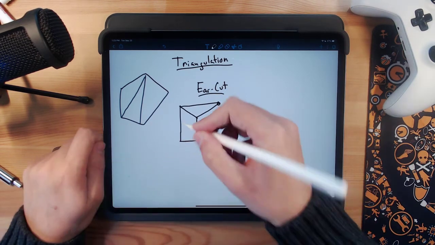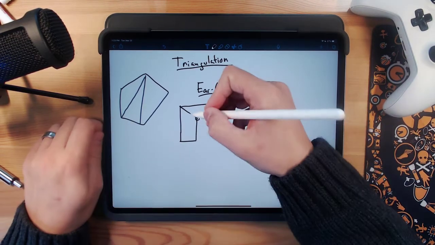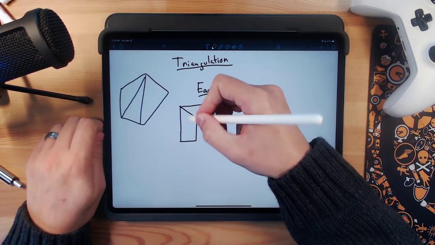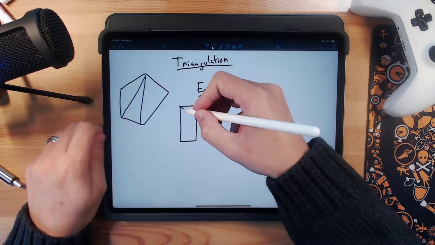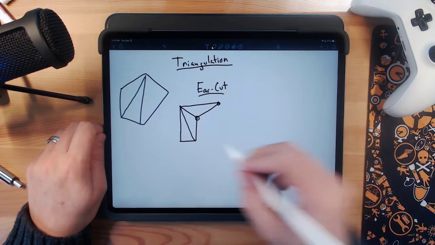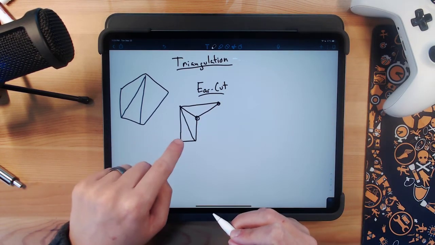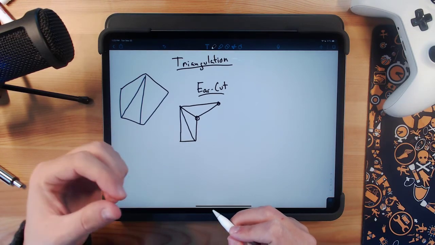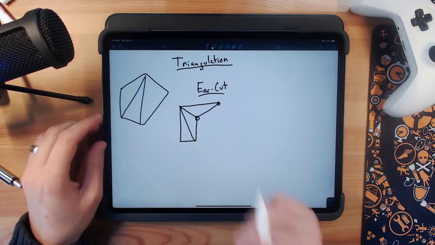Then it would explore the next vertex. Now we're going to explore this vertex. And it would ask, can this vertex and these 2 adjacent vertices be cut off into its own triangle? In this case, the answer is yes. And so now it cuts again. Now we end up with just 3 remaining vertices in the original polygon. So we've successfully done an ear cut algorithm on this and generated 3 different triangles.